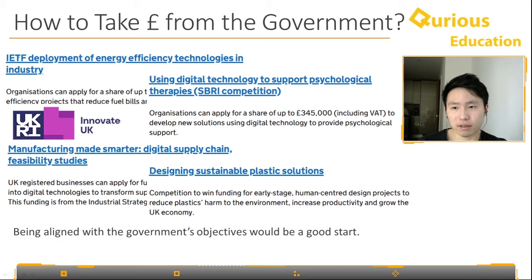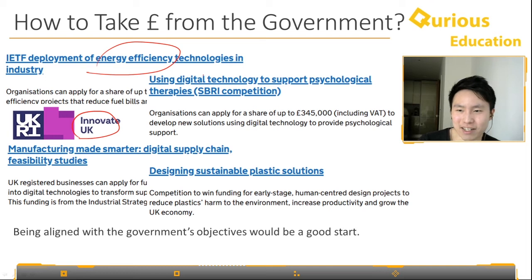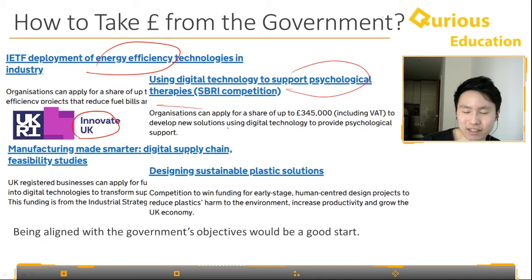So grants and subsidies. These are some of the grants that the UK government provides, from Innovate UK. So if you're able to develop some type of energy efficient technology because the government wants to help tackle climate change, or if you're able to support psychological therapies using technology because mental health is becoming a greater and greater issue for us.